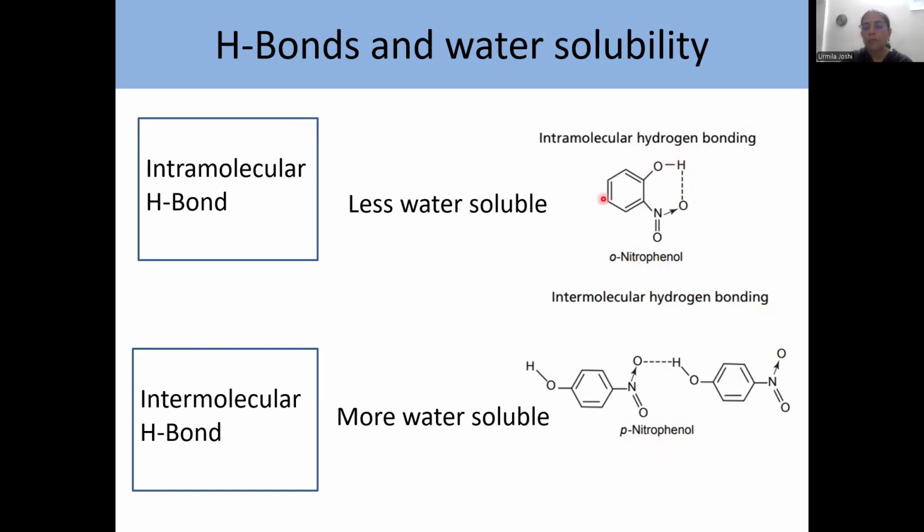Why? Because upon forming the intramolecular hydrogen bond, a six-membered ring is formed: 1, 2, 3, 4, 5, and 6. A six-membered ring is a very stable thing, and therefore these molecules become more stable, whereas these are not all that stable, so they are more water soluble. Now, the next question that anybody will ask me is why stable molecules are less water soluble. So let us try to understand that.